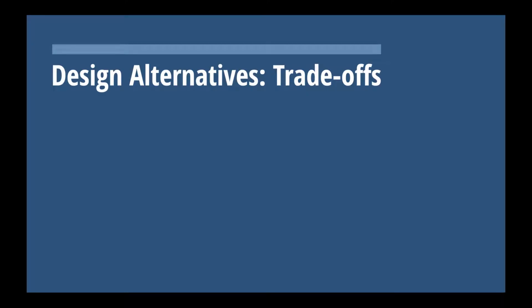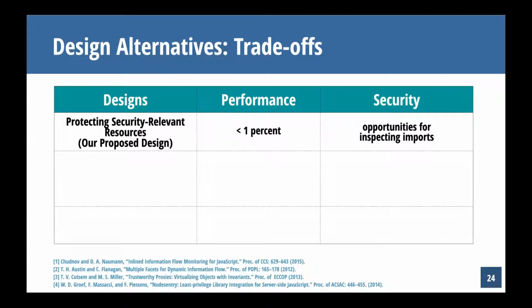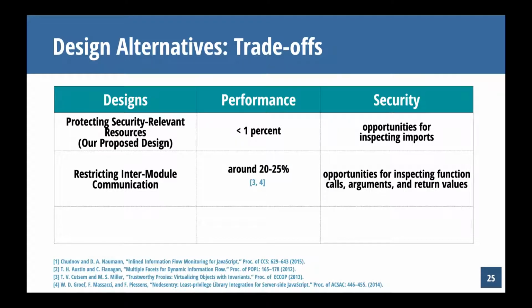Now that I have given you an overview of the permission system design, I would like to highlight some trade-offs between alternative designs. Our proposed design incurs marginal performance overhead and is able to provide security at runtime by inspecting imports and member access expressions. An alternative design, based on restricting inter-module communication, provides opportunities for inspecting function calls as well as their arguments and return values. With this design, you can enforce a more fine-grained permission model and limit how APIs are used.